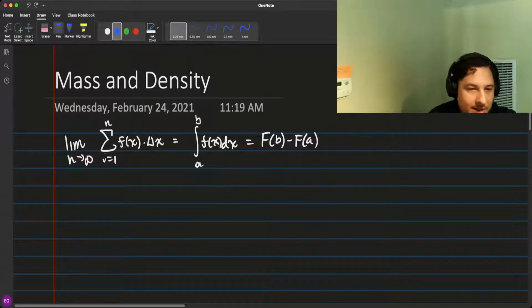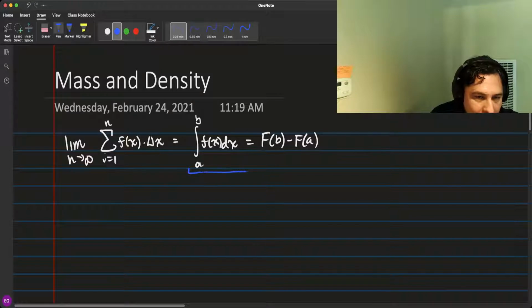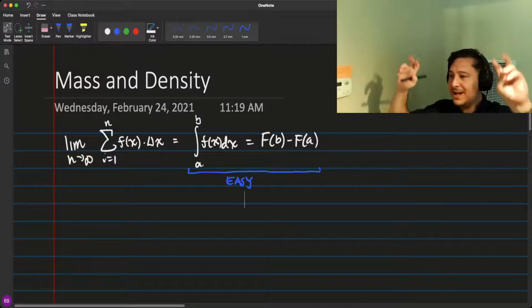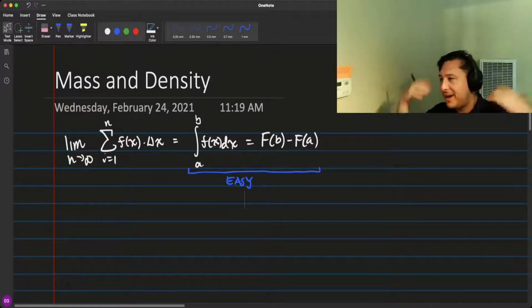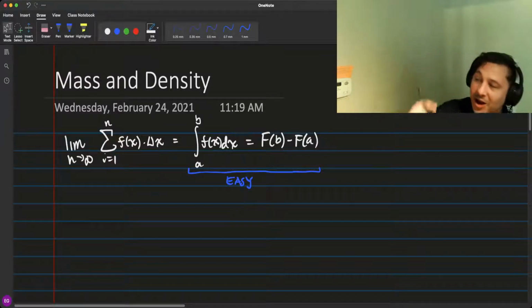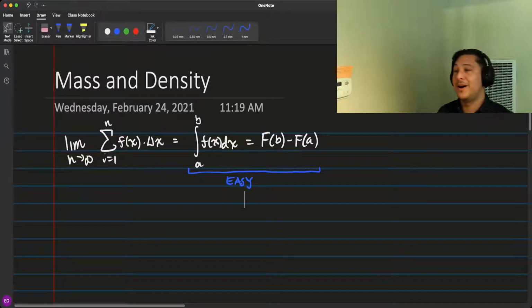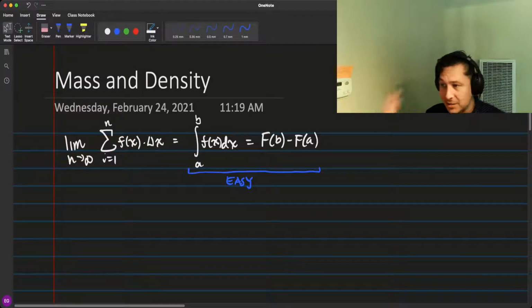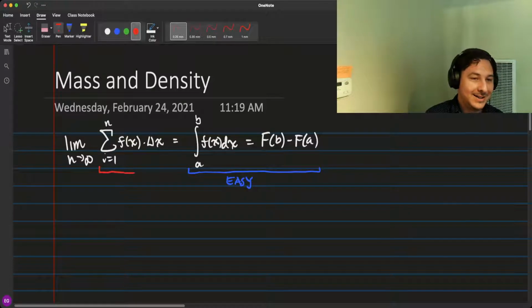Right, so this part here is easy, quote unquote. Does everyone get what I mean by it's easy? It's not too hard to find the antiderivative usually, and plug in two numbers and subtract them. The hard part of actually using this to do something useful is this part here. Actually setting this up.